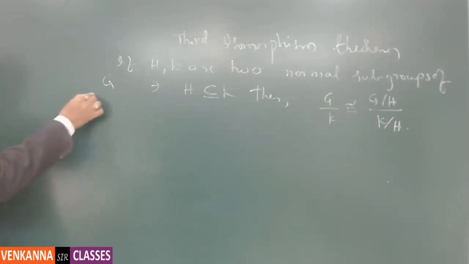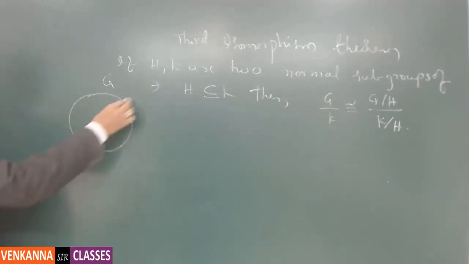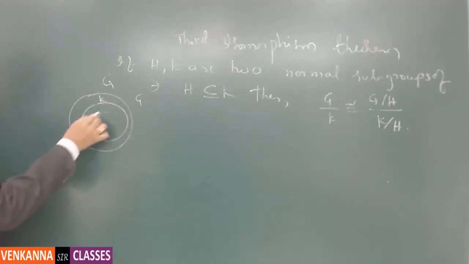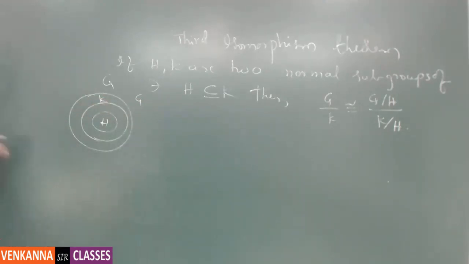So you can imagine like this. This is the group G in which K is the big one and H is the small one. So K and H both are normal subgroups of the group G. Then you have to show that G by K isomorphic to G by H by K by H. That's the thing you need to prove. Okay? Is the statement clear?